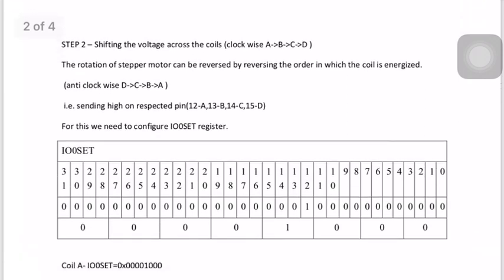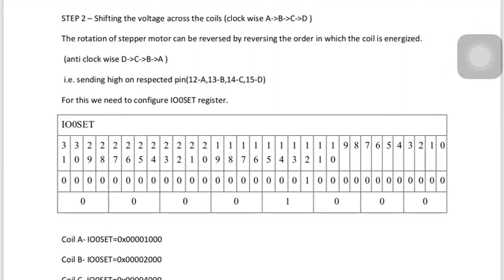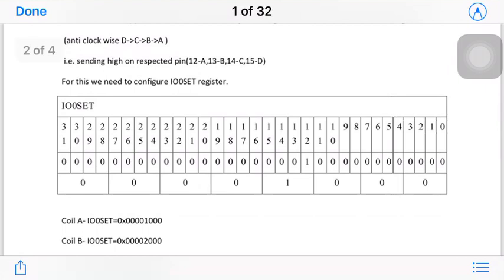Now energizing that particular coil means nothing but sending high on that particular port pin. Okay, as we know that 12 is A, 13 is B, 14 is C, 15 is D, right? So if we want to make coil A high, energize the coil A, the pin on which we are sending high is pin 12. Okay, so how can you send high on that pin? Which register do we use to send? Which register do we configure? It is the IO0 set register.